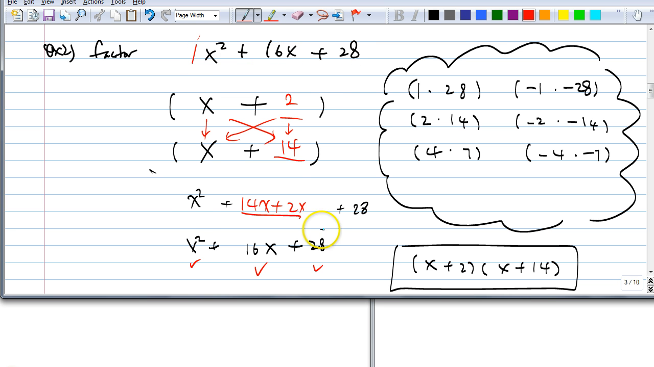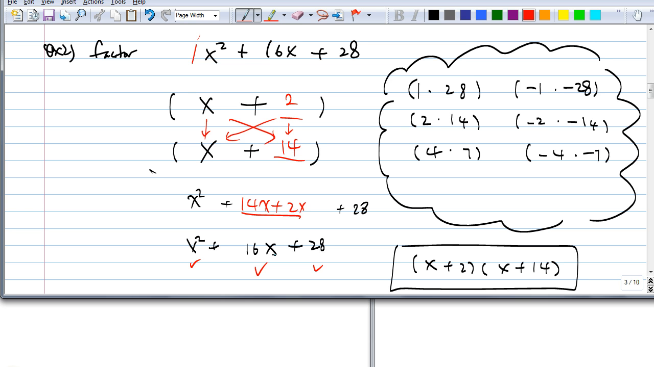But didn't we just check right here? Didn't we check that the first term became x squared? That checks. Last term became 28. That checks. What's 14x plus 2x? 16x. Didn't it check? We just checked it. See, this way you could actually check and get the right answer also. Do you get the idea?